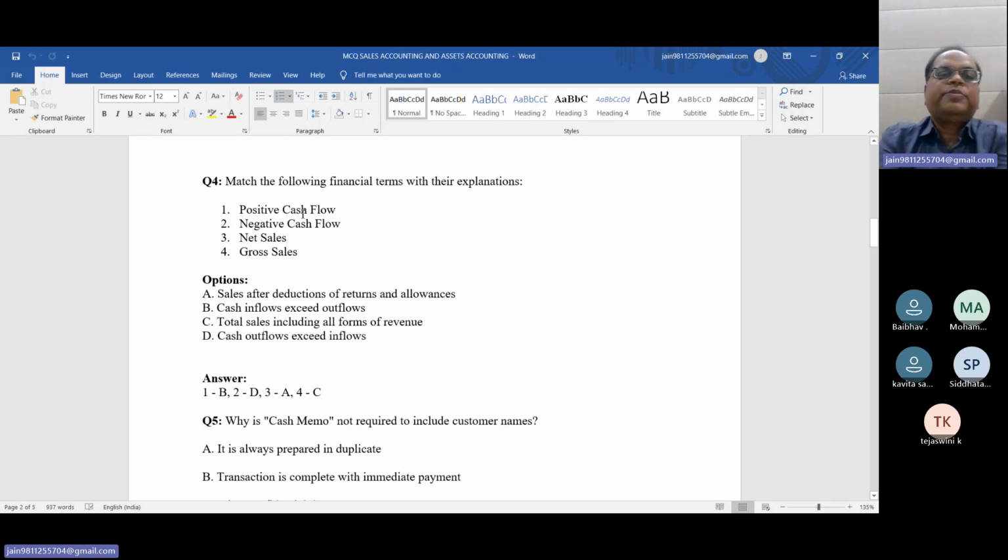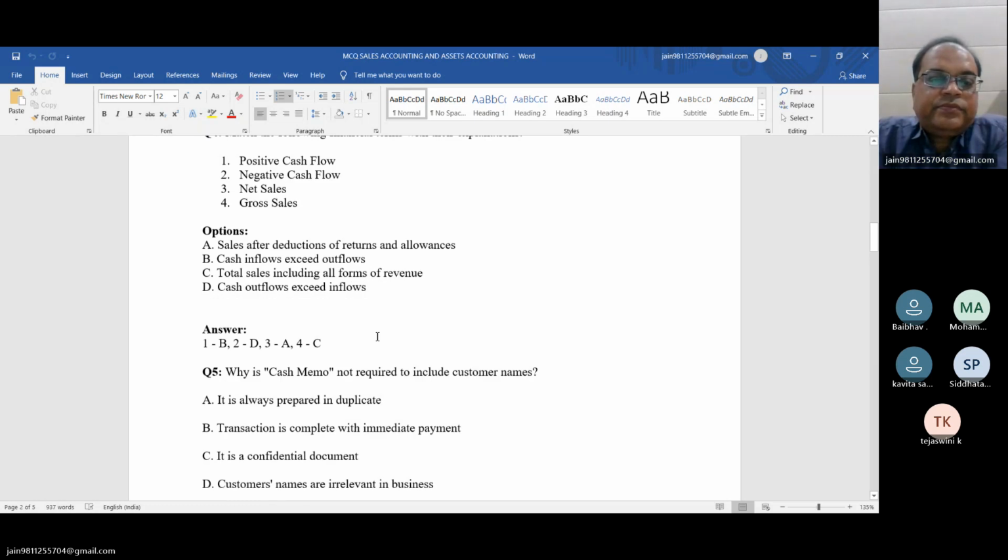Let's check the options. Positive cash flow means cash inflow exceeds the outflow. So the correct answer is B. So 1B. Negative cash flow means cash outflow exceeds the inflow, just the opposite. So 2D. Net sales are sales after deduction of returns and allowances. So 3A. And gross sales means total sales including all forms of revenue, whether cash sales or credit sales. Next.